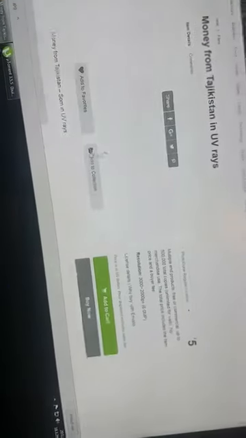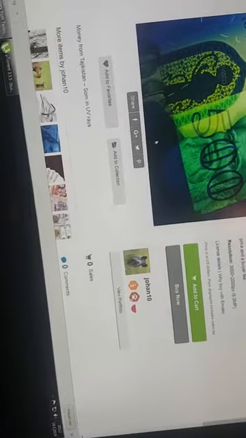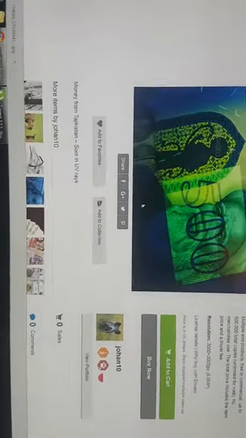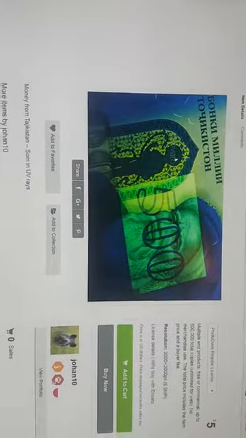Here we can see that someone is selling money packs and money.